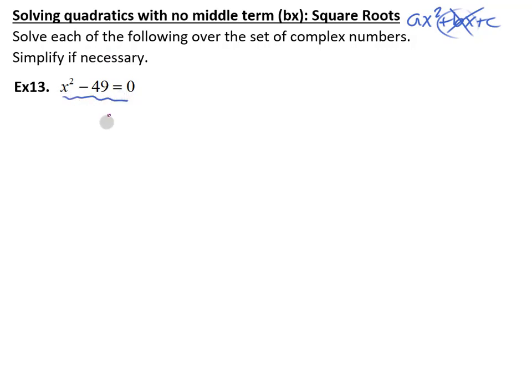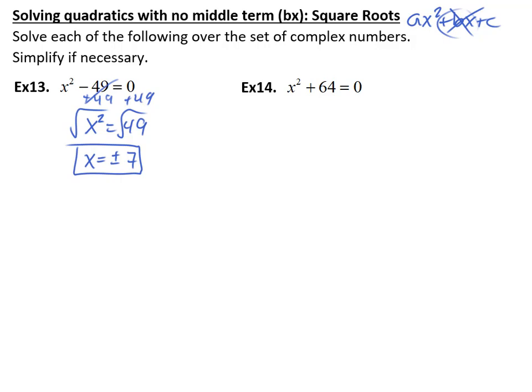Okay, so in number 13 here, we have a quadratic that has no x to the first power. So to solve this, we're just going to get x squared by itself by adding our 49 over. x squared equals 49, and then we can use square roots. So here, don't forget to put plus or minus. There are 2 solutions, and in this case, plus or minus 7 is our solution. No imaginary numbers needed yet.